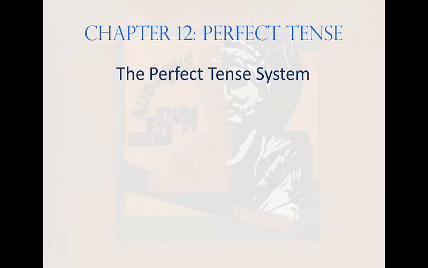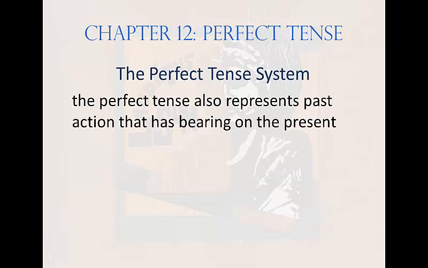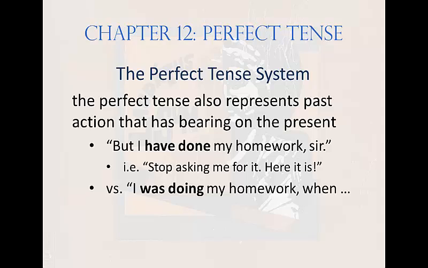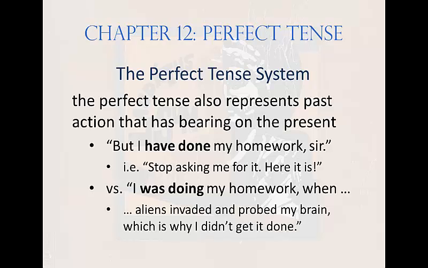That's perfect. The perfect tense also has another important connotation. It often represents past action that has immediate bearing on the present. For instance, but I have done my homework, sir, which is crypto student code for stop asking me for it, here it is, versus well, I was doing my homework when aliens invaded and probed my brain, which is why I didn't get it done. Was doing represents action that was unfinished in the past, and a perfect example of an imperfect excuse.